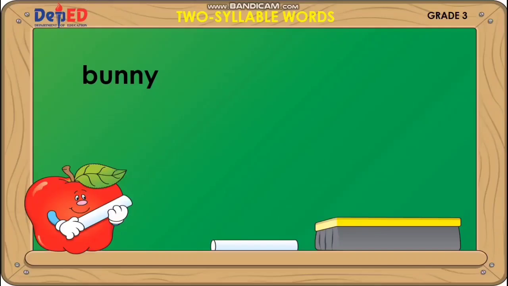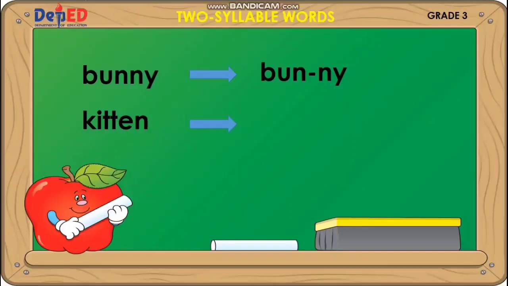Next, bunny. Bunny has two syllables. If we are going to syllabicate it, it will become bun-ny. Next, kitten. Kitten has two syllables. If we are going to syllabicate it, it will become kit-ten.